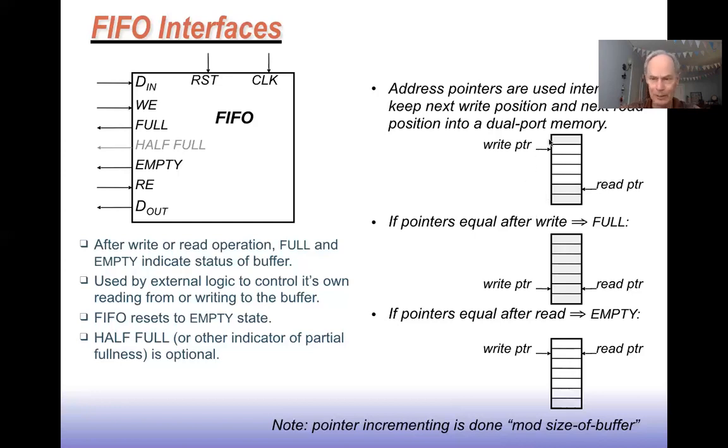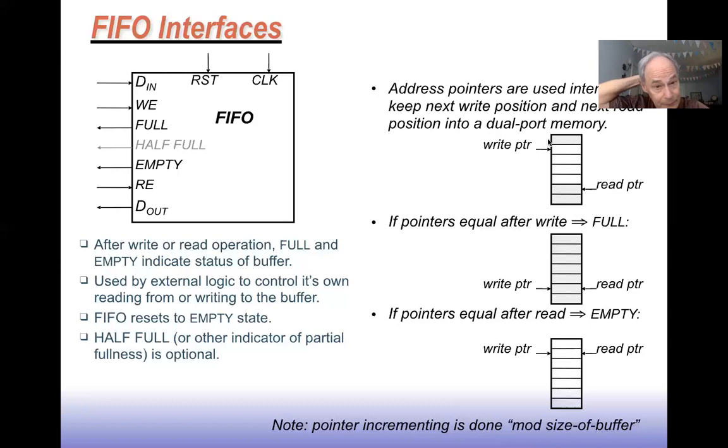Because that's the natural behavior of the counters we've talked about earlier this semester, is that they just roll around. They just increment past the maximum value that the counter can hold. So it turns out that's a pretty simple way to manage the pointers for a FIFO, to just use counters and let them roll around or roll over.